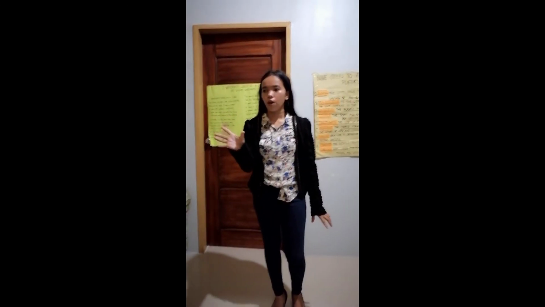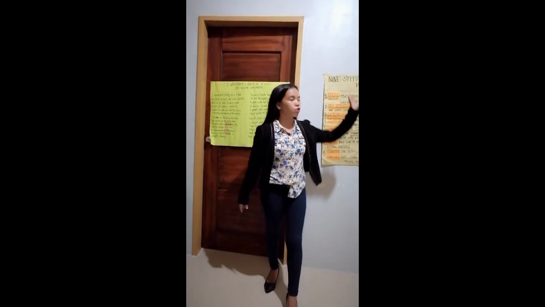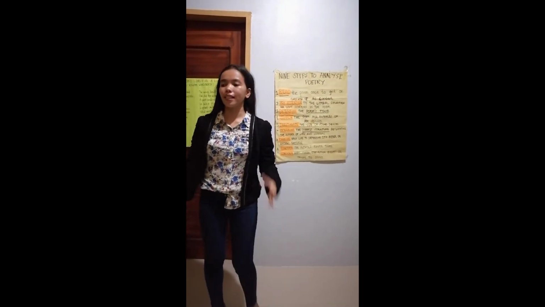Okay. Now, for your evaluation, we will give you printed handouts about a poem. You can read it, and after which you have to identify the elements of the poem by using the nine steps to analyze a poem. Then write your answers on one whole sheet of paper.